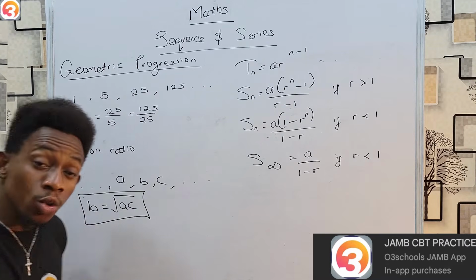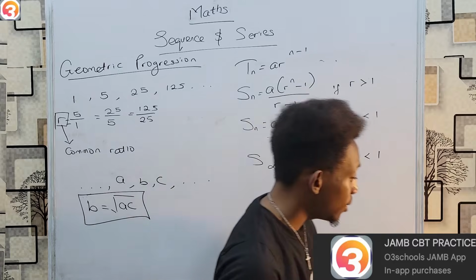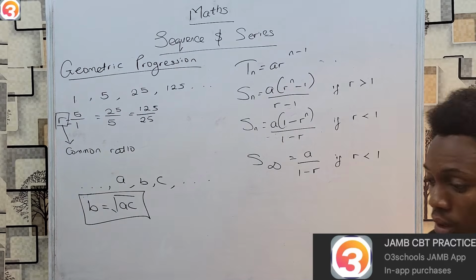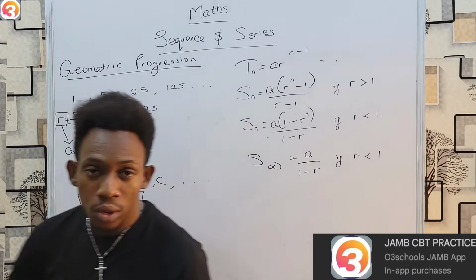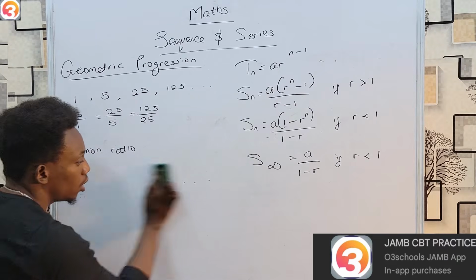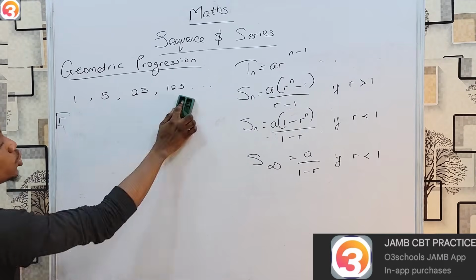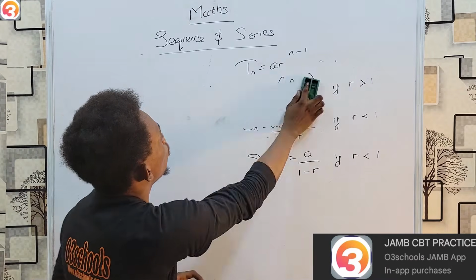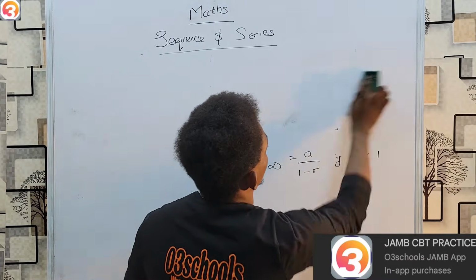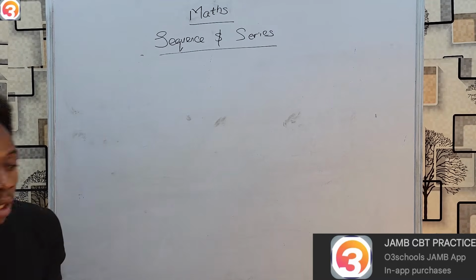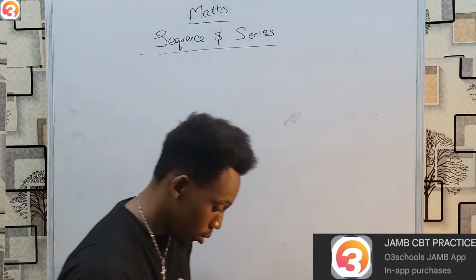So please do well, take note of these formulas. We've already written those for AP. Now these are the formulas we use for GP. If you note your formulas down, we're finally at the stage of these tutorials where we open our O3 Schools JAMB app and we actually begin to work on questions. So, wipe the board. Now opening my app.